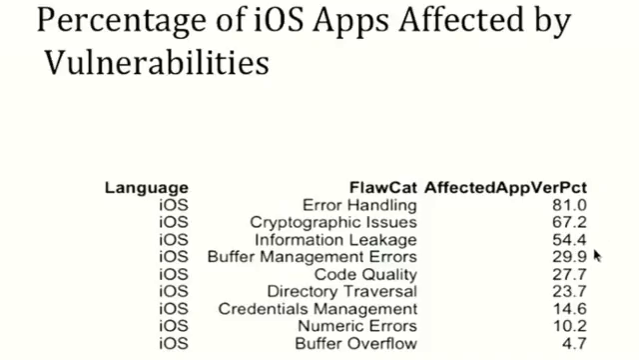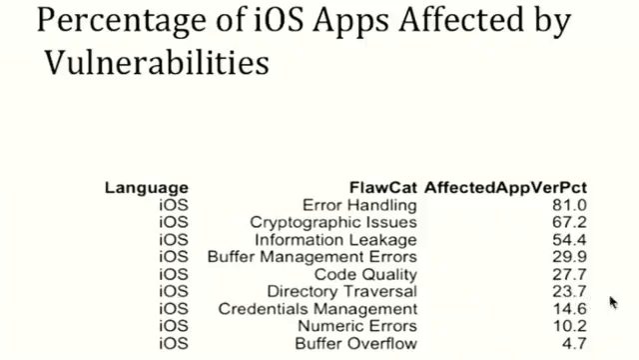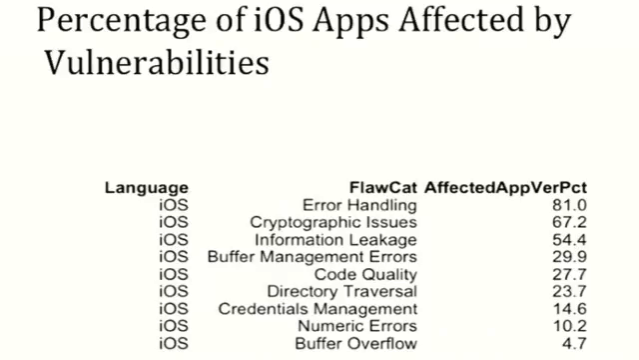We had 54% with information leakage. About 30% with buffer management errors. That's places where there could potentially be a memory corruption issue. It turns out that that's not as much of a problem for exploitation on iOS because all the code has to be signed, so it's hard for an attacker to execute arbitrary code on iOS. Code quality, directory traversal, but then credentials management here at 14.6%, so worse than on the Android. We have people not handling passwords correctly. And then the numeric errors and buffer overflow, those are more going to be code quality issues on iOS.